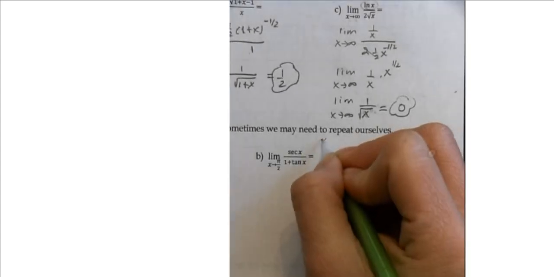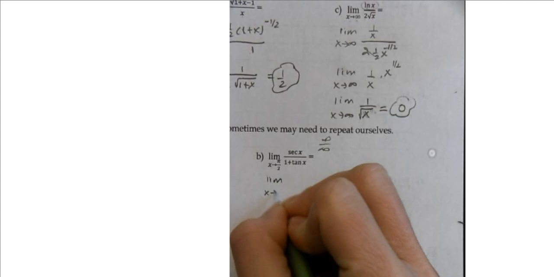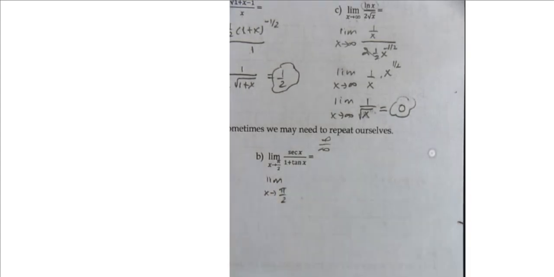Okay, this one, here's some trig. So you do direct sub. Here you also get infinity over infinity. So here's your ticket for L'Hopital. You get the limit as x goes to infinity over 2. Derivative of secant. Try on your own. Write down what you think.